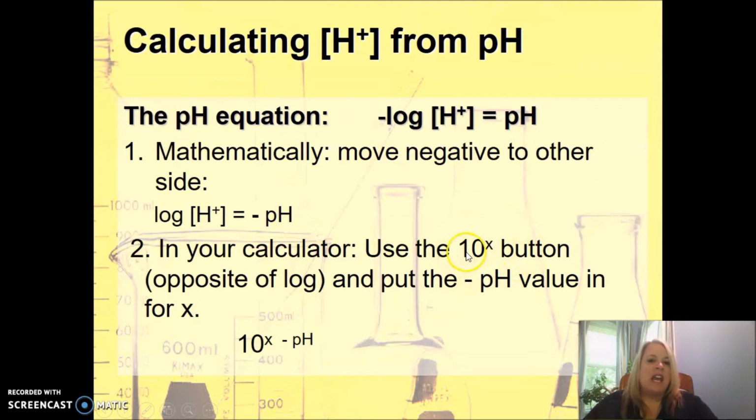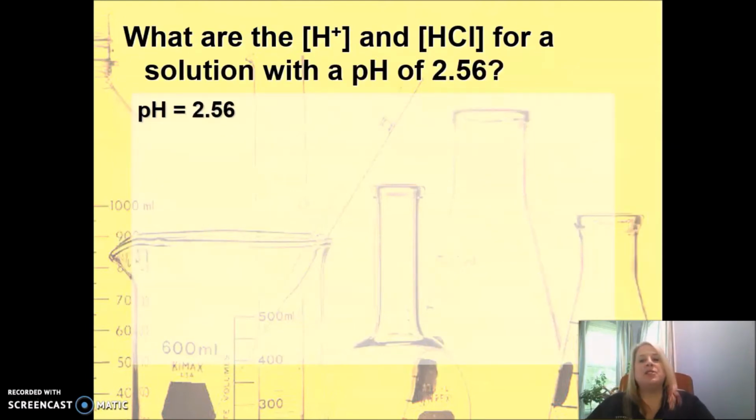That's actually the 10^x button on your calculator. The 10^x button is the opposite of the log. In fact, if you look at your calculator, you will usually see that the 10^x button is the second function of the log, or the log is the second function of the 10^x button. Basically, all you do is hit the 10^x button and enter negative pH, and that's going to give you the hydrogen ion concentration. So easy peasy, right? Let's do this.